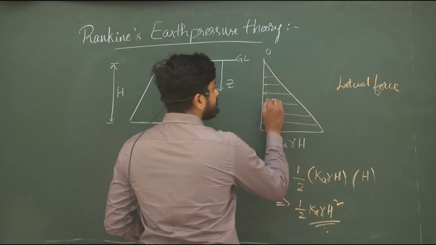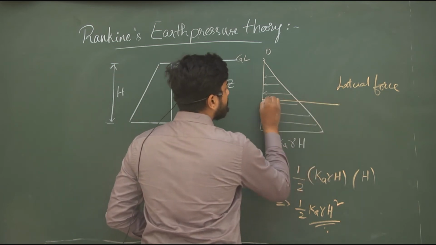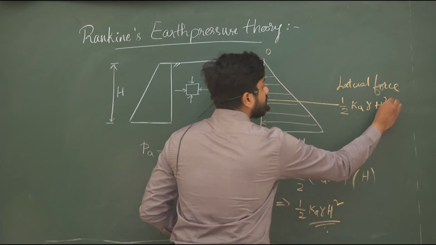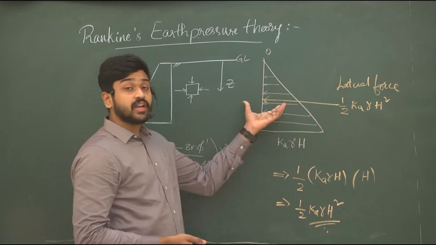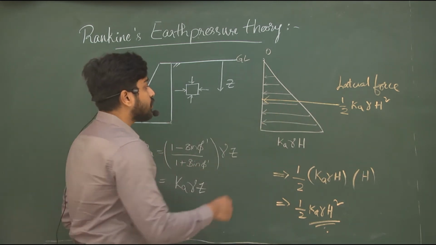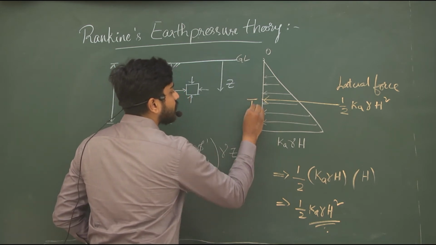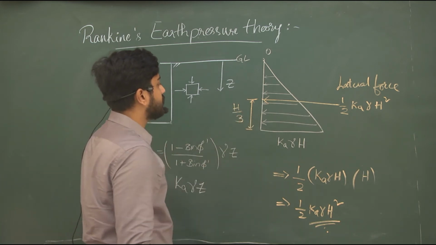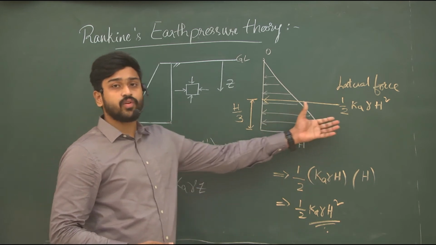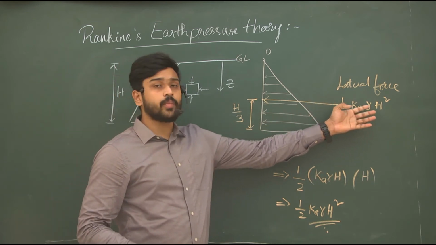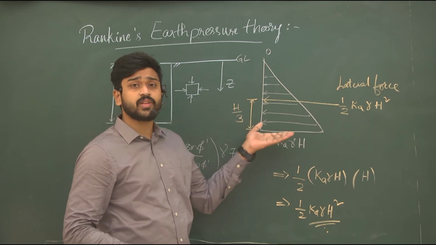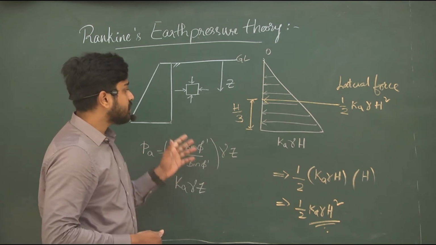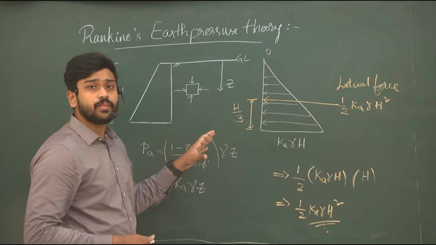Since it is a triangle, this lateral force, half Ka gamma h square, will act along the centroid of this particular distribution diagram. For this triangle, the centroid will be at a distance of h by 3 from the base. So that means this lateral force Ka into half gamma h square will act at a distance of h by 3 from the base. Okay, so that is regarding the active earth pressure. Now in a similar fashion, let us look at the passive earth pressure.